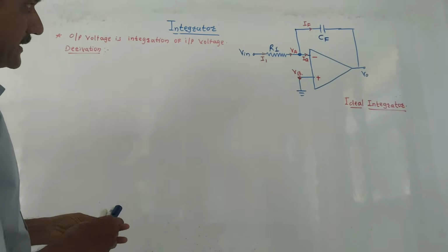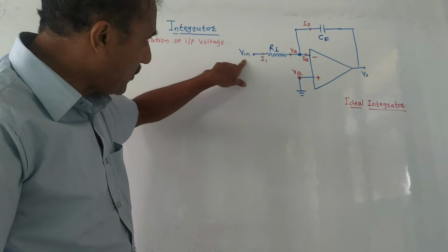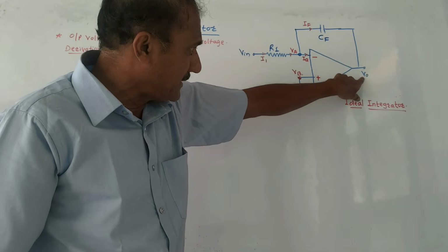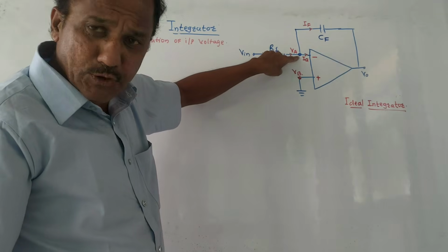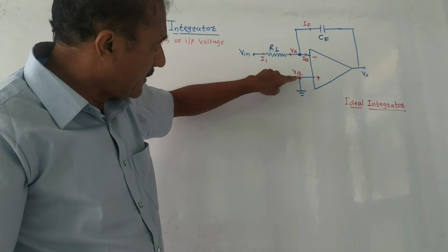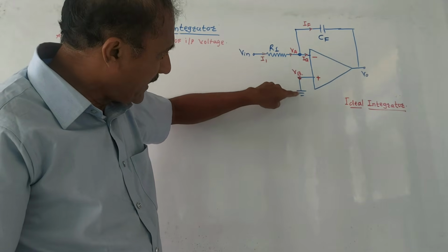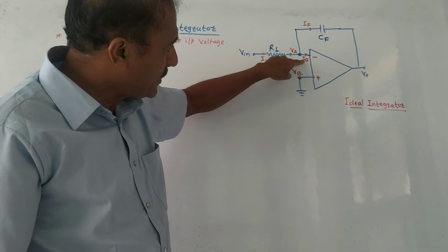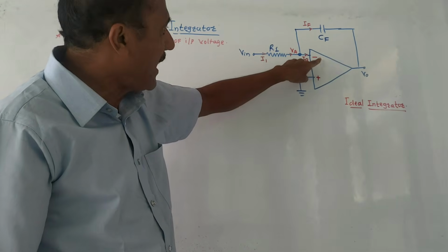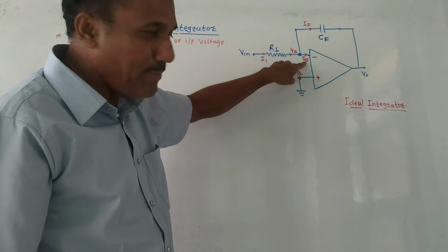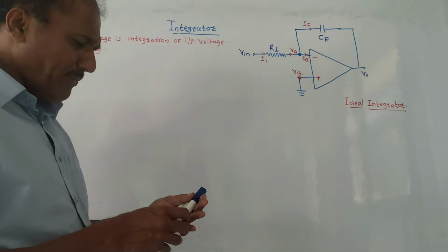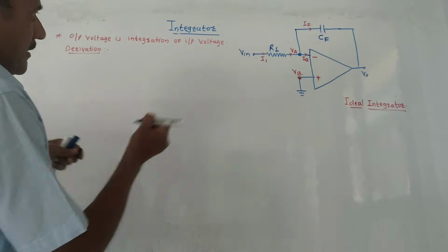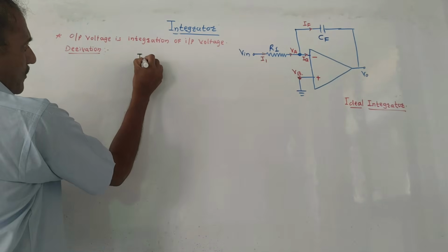Now let us discuss the derivation. Here there is the input voltage, this is the capacitor, this is output voltage. At this point I have marked voltage VA, this point's voltage is VB, naturally it is grounded. This current is bias current IB which is going inside the op amp, and we know that ideally bias current IB is 0. From this we can write the equation of input current I1.